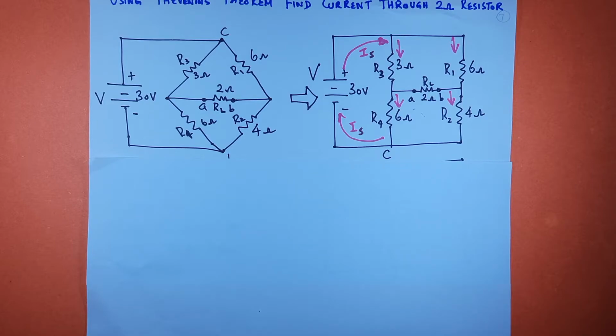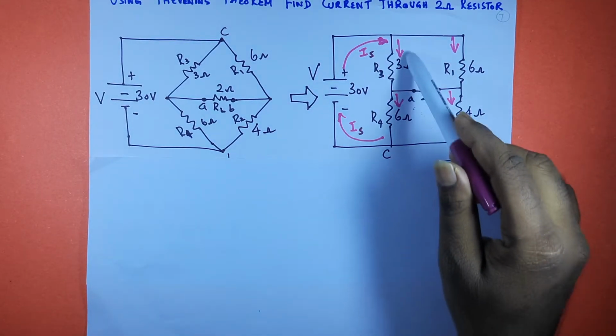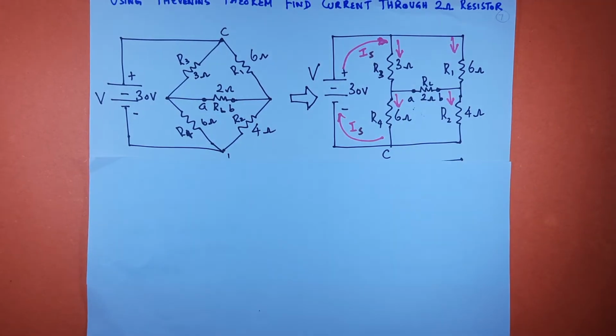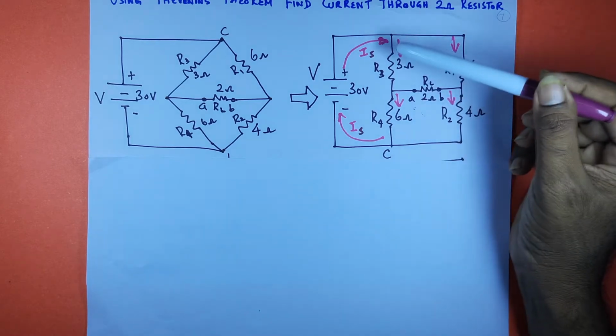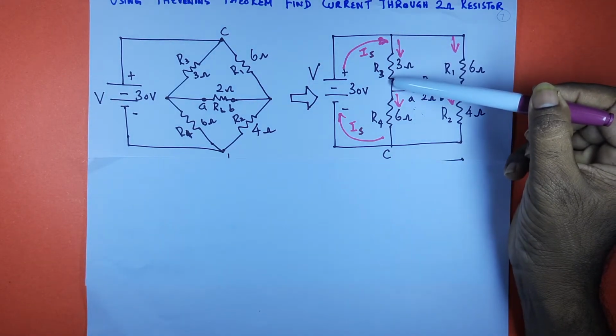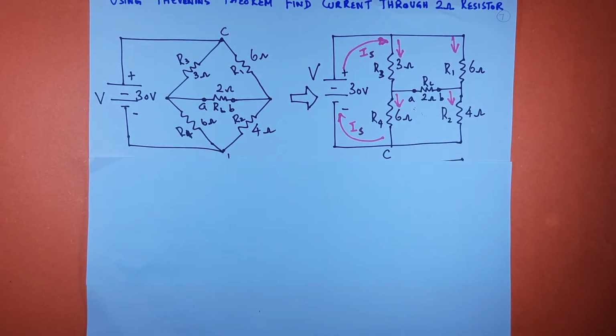That voltage will be dropped across R3. You may call it VR3, across R4, VR4, R1, VR1, R2, VR2. And remember the polarity for the voltage drop. The current entry point will be plus, the current leaving point is minus. Right?